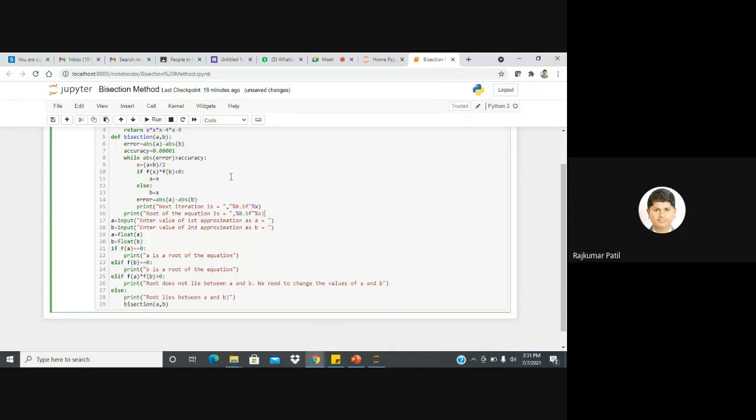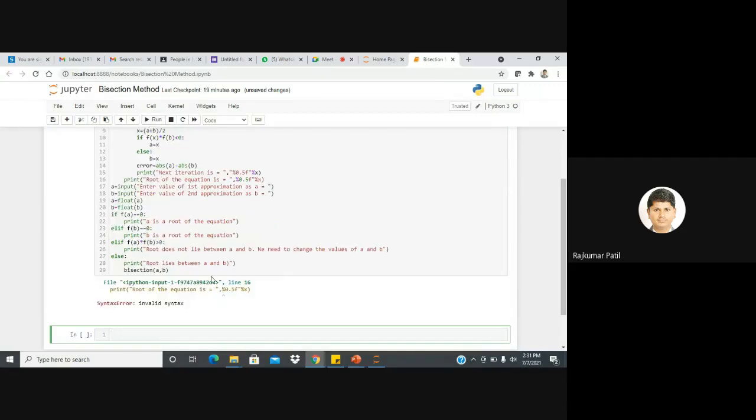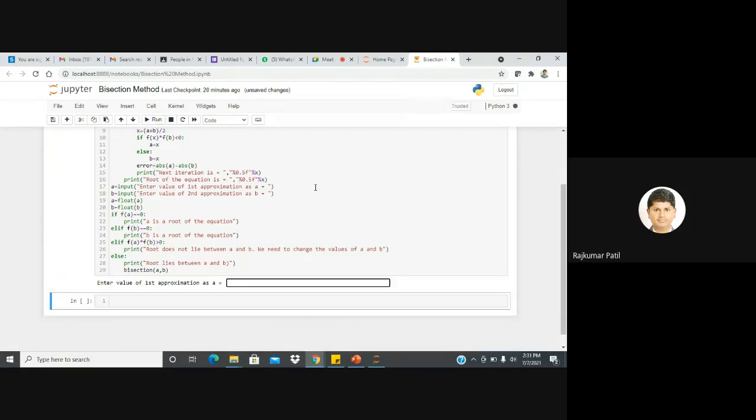So what you need to do is run whatever code you wrote and check what type of error it is showing. So here it is showing an error, invalid syntax, and it is related to line number 16. So here there is an error. What we missed was a quote, but we wrote the quote. Now we will check whether this, yeah, now there is no error.